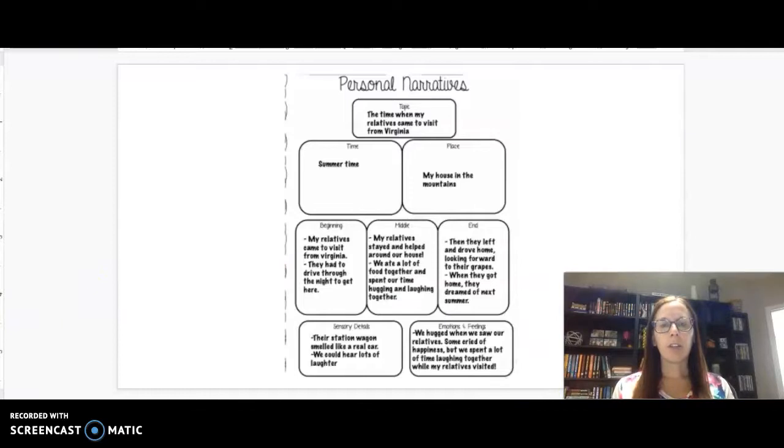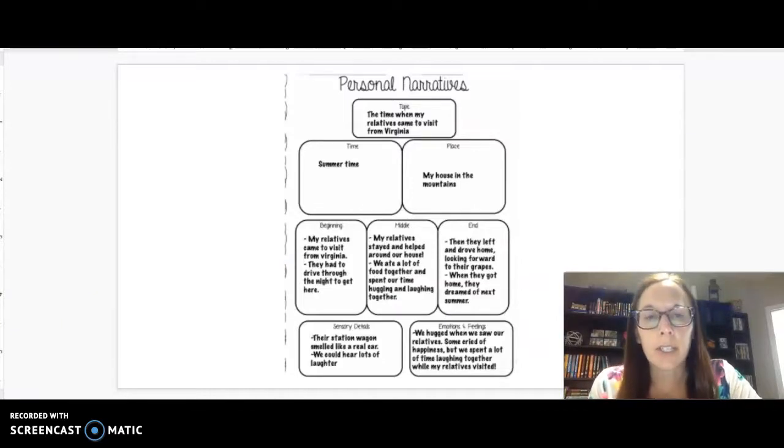Okay, so if we look at the personal narratives, this is the graphic organizer that you will see. So the top, it says topic. So in this case, it's the time when my relatives came to visit from Virginia. The time was during the summer. The place, my house in the mountains. Then there's a beginning, a middle, and an end box.